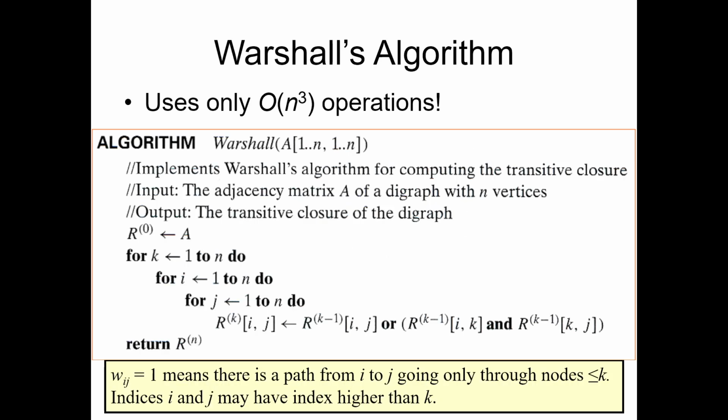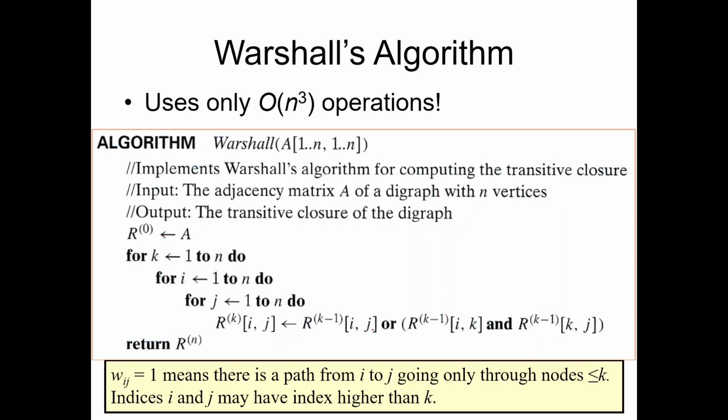And now this is the algorithm. This algorithm is called Warshall's algorithm, and it uses only the order of n cube operations. So what do we do? We initialize R0 with A, then we go from k equal to 1 to n, i equal to 1 to n, and so on. So this is a triple nested loop. The main operation is you examine the element at position ij.